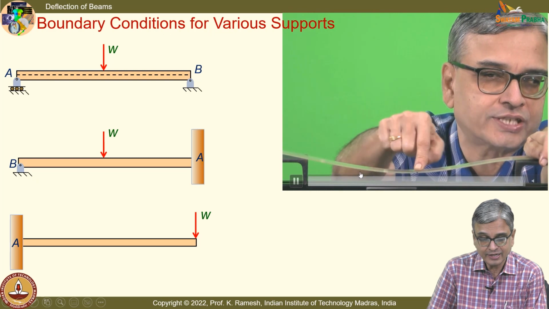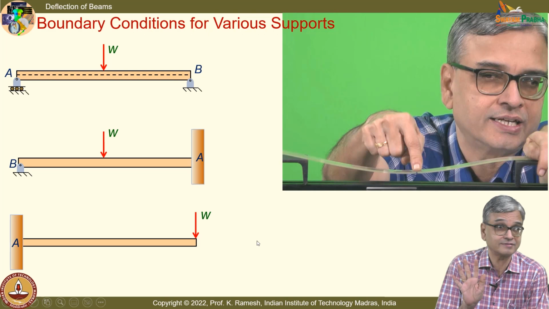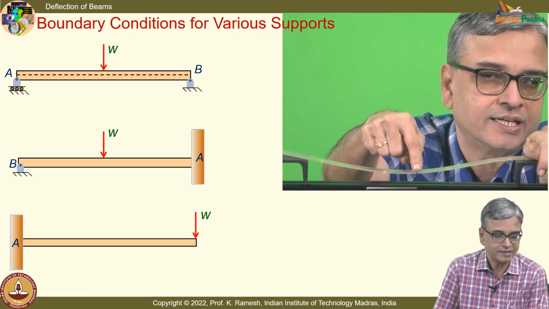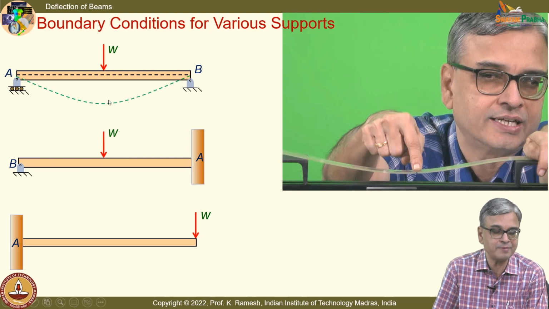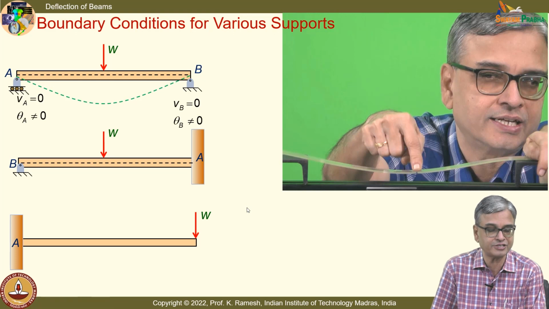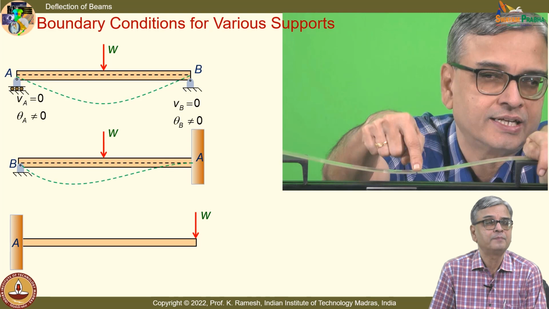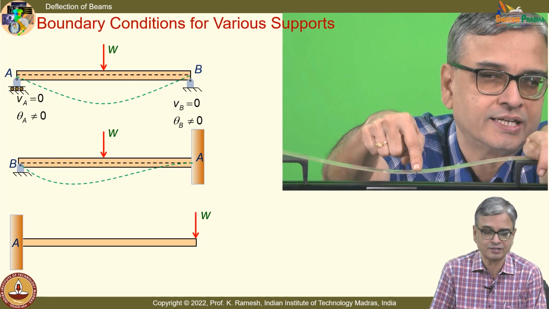Slope is 0 here, but what happens to this end? It is not 0. You should recognize that. If you recognize that, deflection is extremely simple, that is all. Okay. So, in this case, I have the beam deflected like this, and you can write VA equal to 0 and theta A is not 0, VB equal to 0 and theta B is not equal to 0. Please write down this. These are all the important boundary conditions. You can write from the problem statement, but your notes should have these quantities.